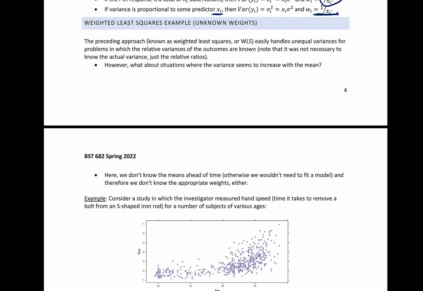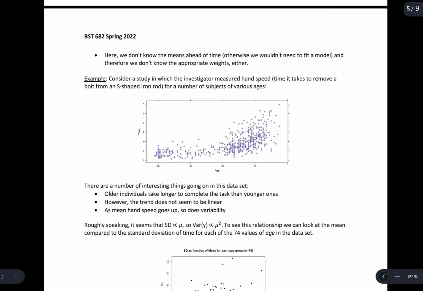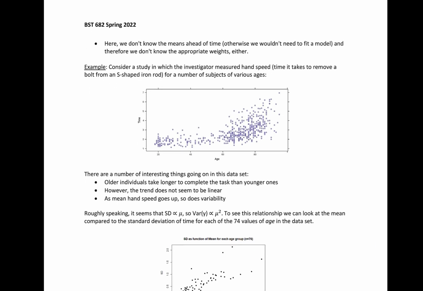So however, what about situations where the variances seem to increase with the mean? So that could be an example where we wouldn't know what the weights would be. Because here we don't know the means ahead of time, or otherwise we would need to fit a model to begin with, and therefore we don't know the appropriate weights either. So let's look at another example. So consider a study in which the investigator measured hand speed. And so this is going to be the time it takes to remove a bolt from an S-shaped iron rod for a number of subjects at varying ages.